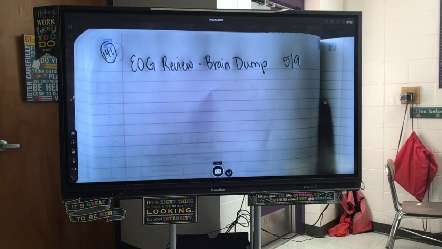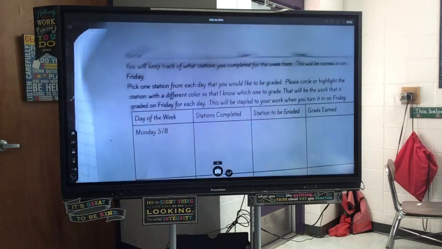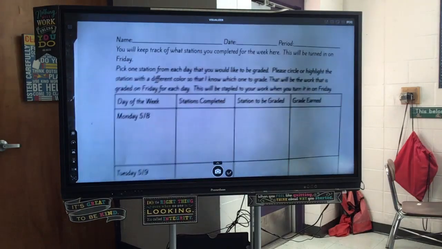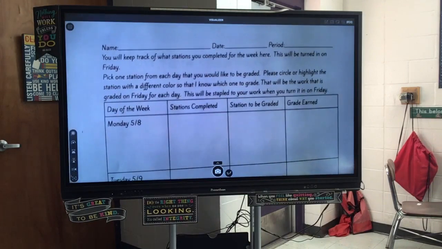Now, we don't have any more tests for the rest of the year. We don't have any more quizzes for the rest of the year. So how are we gonna collect grades, right? It doesn't just stop. So every Friday, or every Monday, for the next 3 weeks, when we start, you're going to get this sheet. You'll keep track of what stations you completed for the week here.